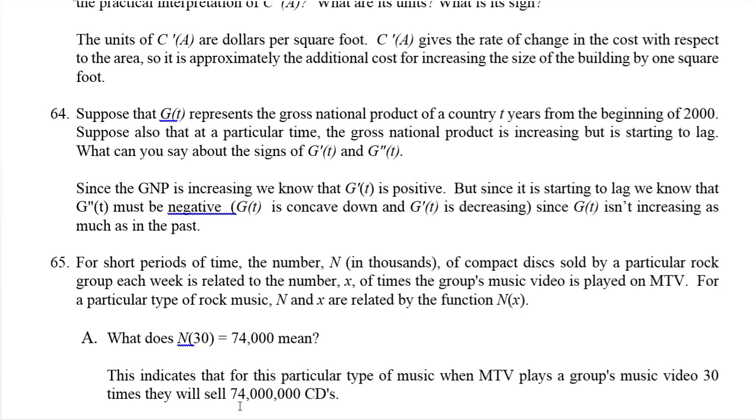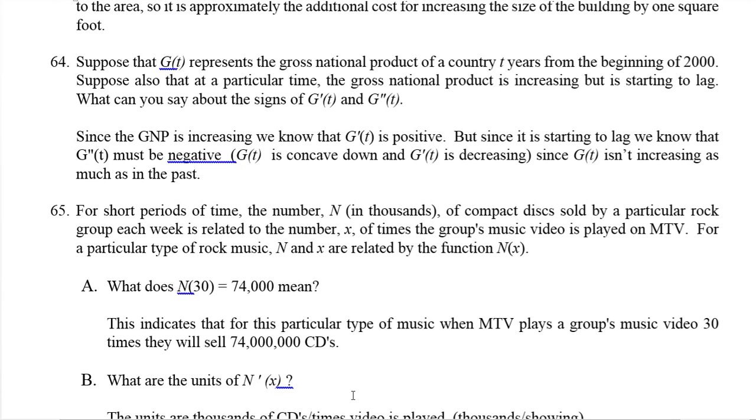Okay. I'm not sure if I said that right. N is measured in thousands already, so n of 30 equals 74,000. That means 74,000, in other words, 74 million CDs would be sold. That's a pretty popular group there if they're selling that much.